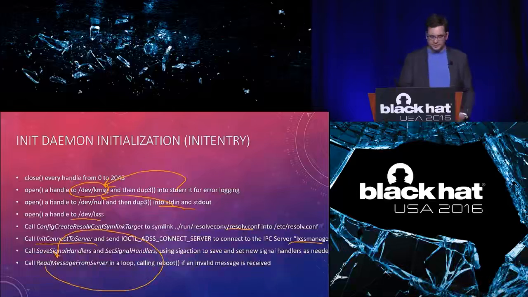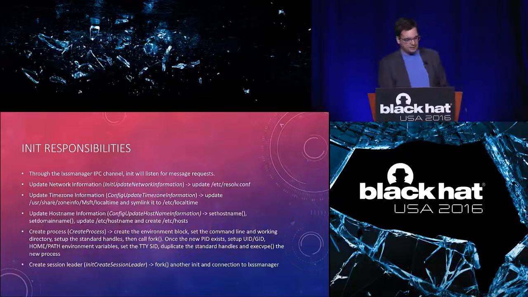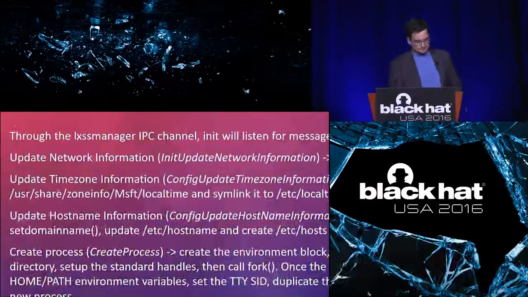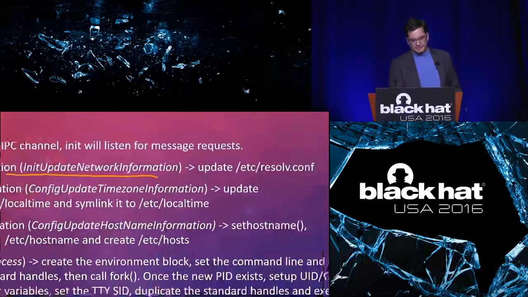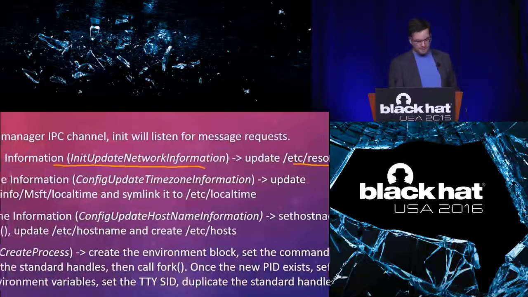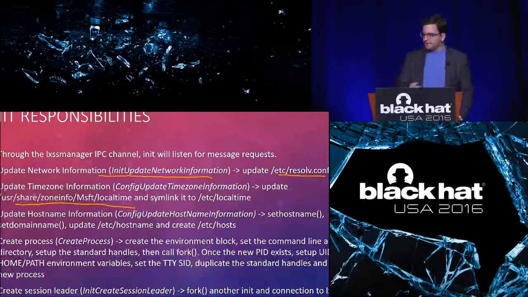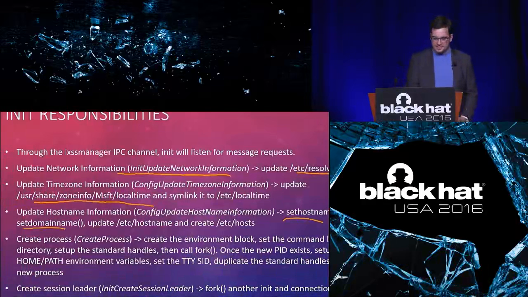So it's just waiting for messages from LXSS Manager. Now what can LXSS Manager ask it to do? Very simple things. It can ask it to update the network information. So there's an API init update network info, and essentially this will update /etc/resolv.conf. You can update the time zone information, and basically this creates a symlink and sets up /usr/share/zoneinfo/Microsoft/localtime. If you update your host name, this then will call set host name, it'll call set domain name, and it's going to update /etc/hostname and create an /etc/hosts file for you.